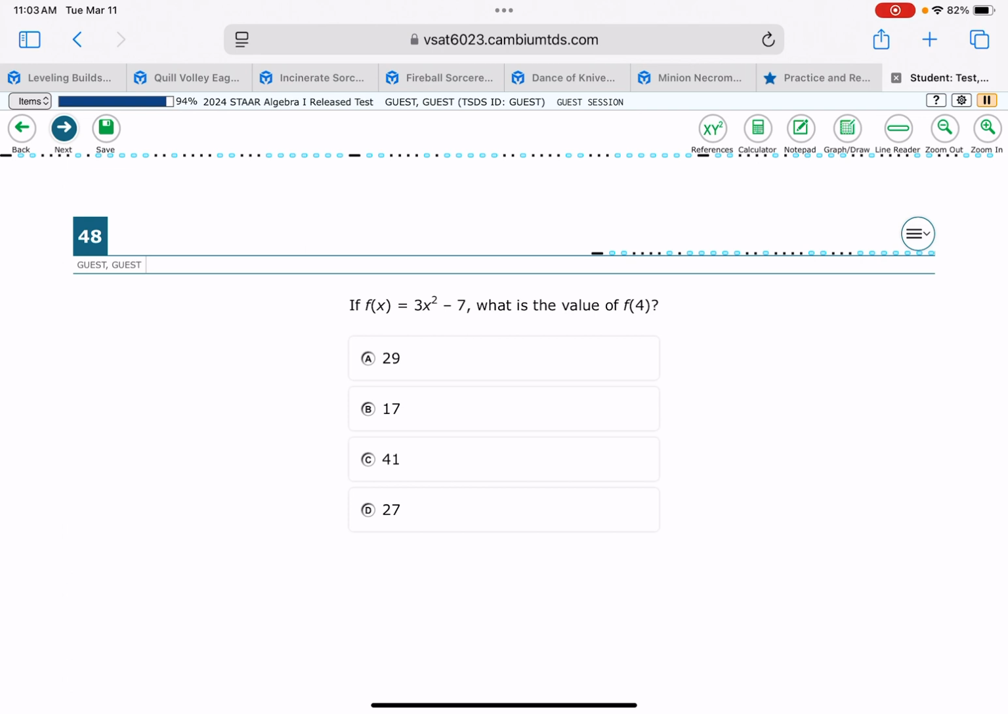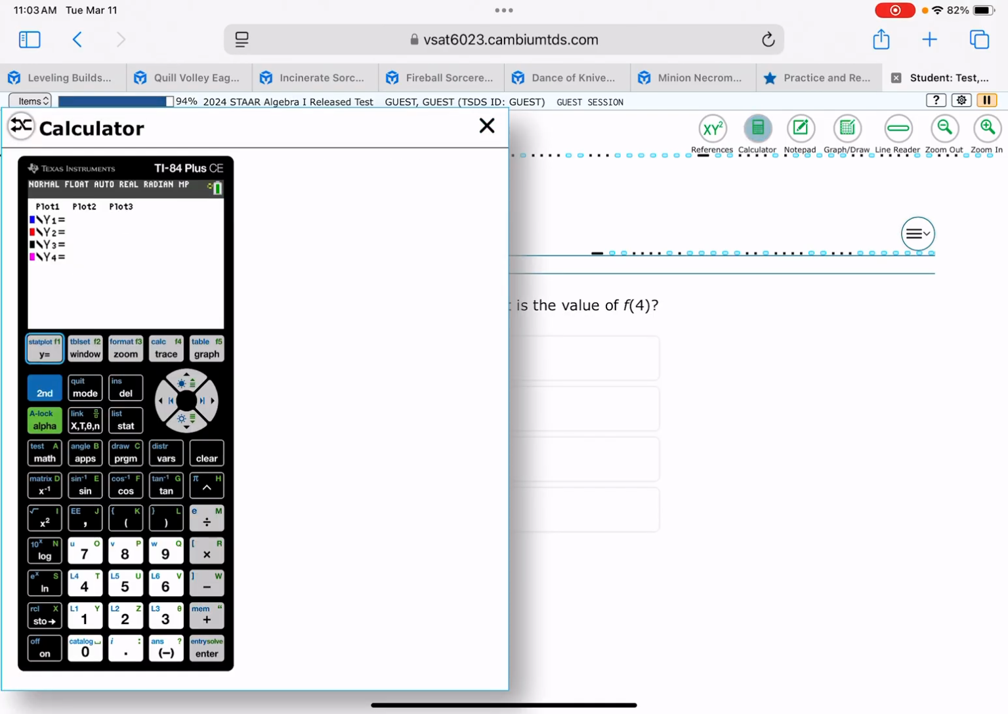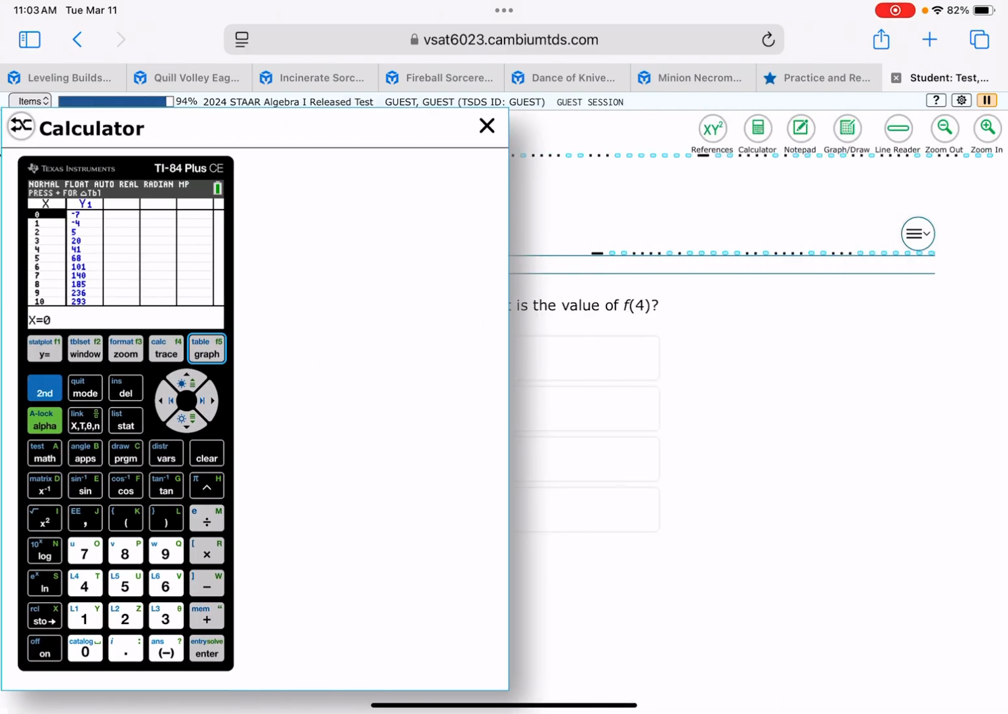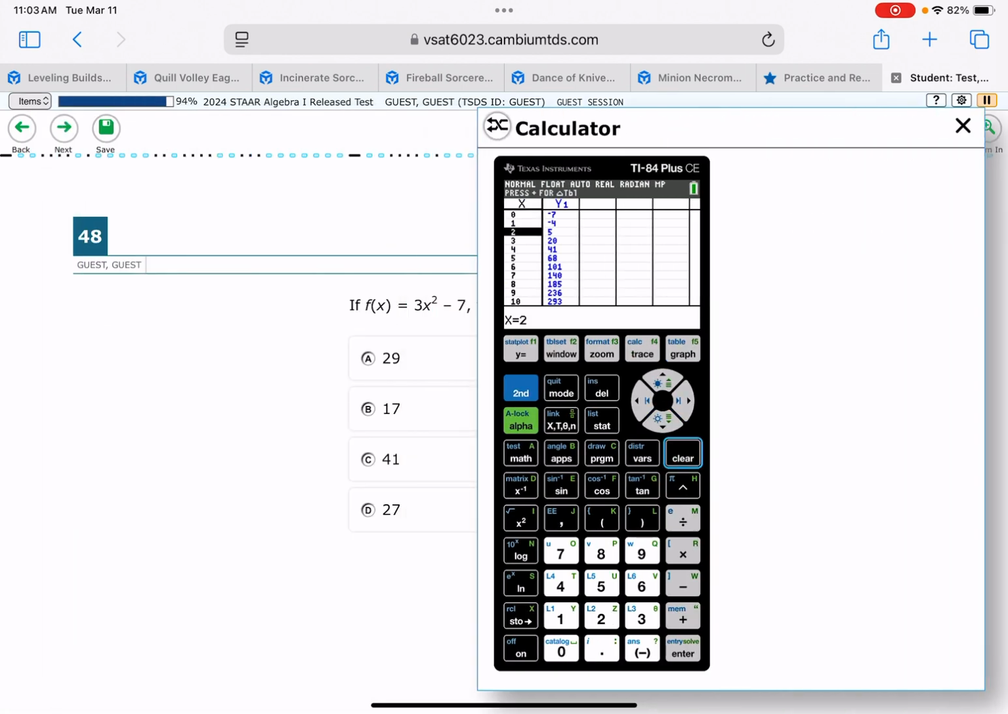We have to do minimal calculations for this, but I'm going to go ahead and answer it because the calculations are so quick and easy. I'm going to show you how I would do it anytime I see this, especially on a test. I'm going to take my calculator, go to y equals, and put that equation, 3x squared minus 7. Then I'm going to go to second graph to look at my x values, and it says f of 4, so I'm going to scroll down to f of 4. My y value is 41, so my answer is C.